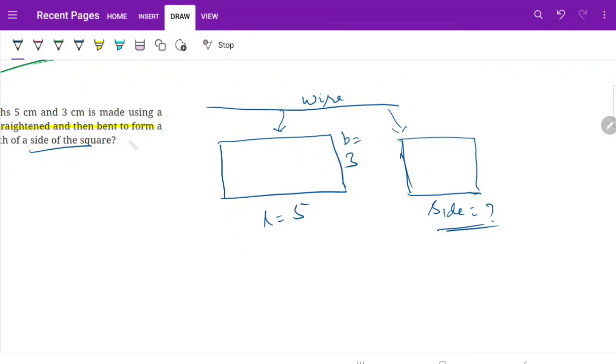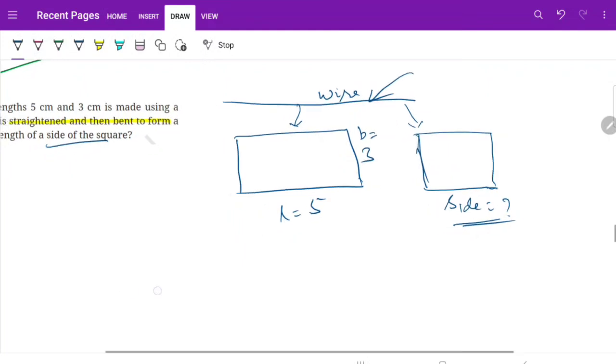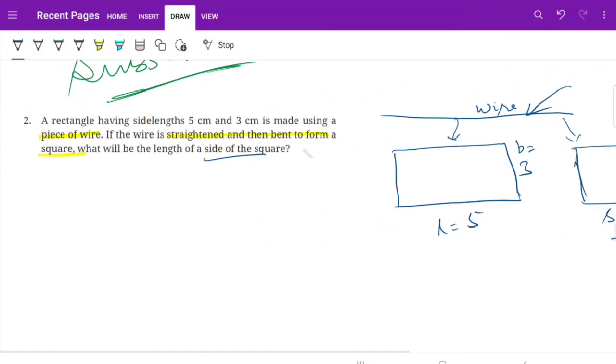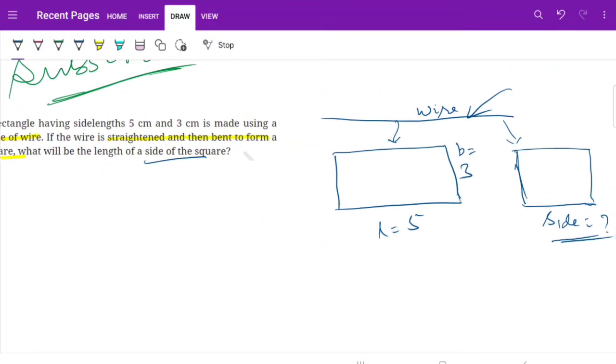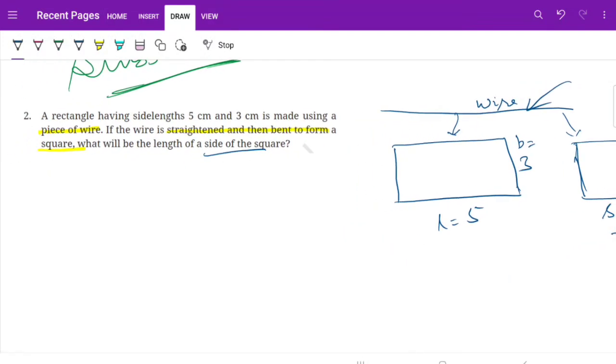So what we have to understand here is that the length of the wire is the same. So the perimeter will be the same. So the perimeter of the rectangle and the perimeter of the square are the same. Why are both the same? Because the length of the wire is the same. Using the same wire piece, we are preparing a rectangle and a square.